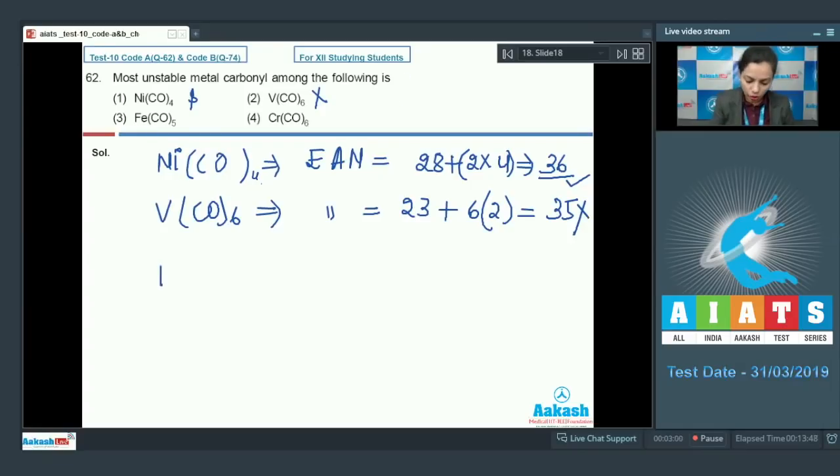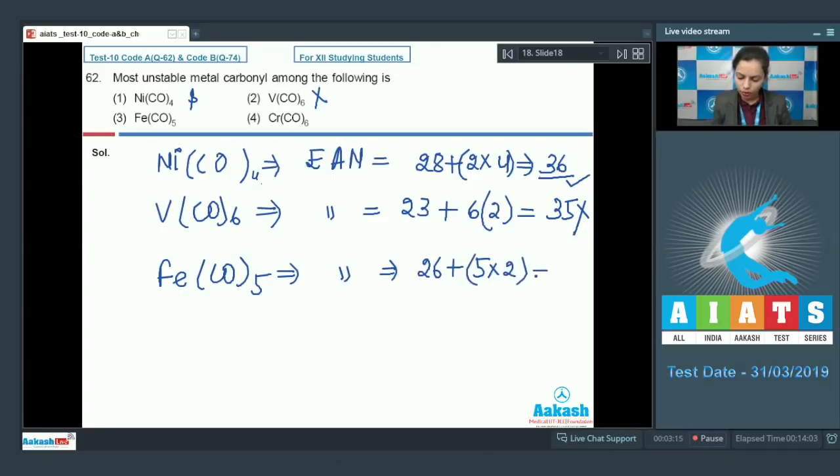Further, let's check the other options also. Though we know that the correct answer is option 2, but still. Fe(CO)5, for this the effective atomic number would be 26 plus 5 into 2. That's 36 once again. It is stable.